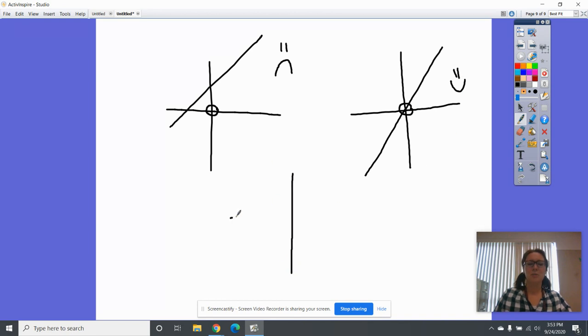I could do another example with a negative, a line that's going down. Something like this goes through the origin and it's a straight line, so yes, it is proportional. So that's for a graph.